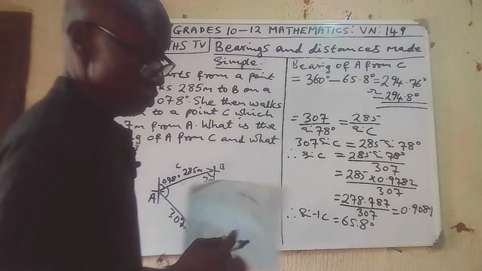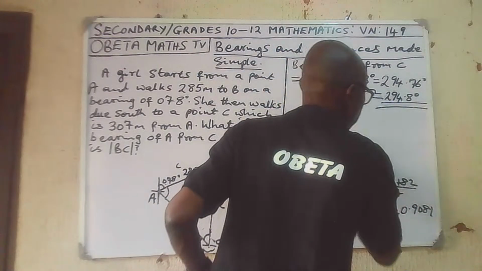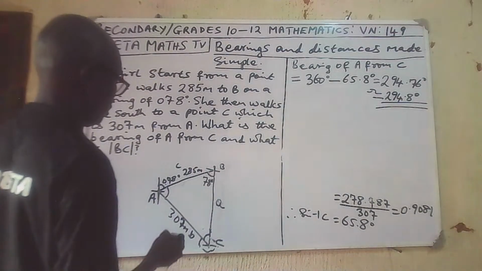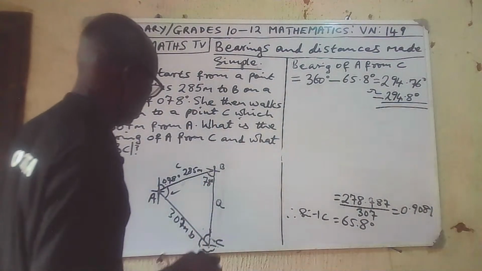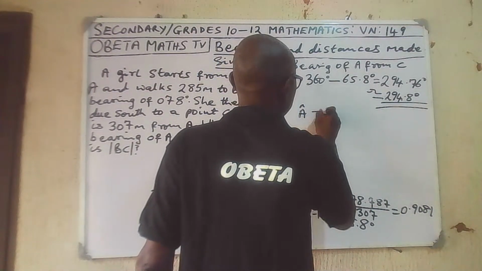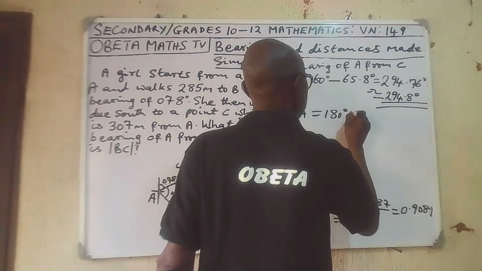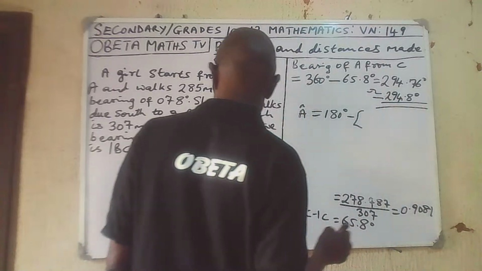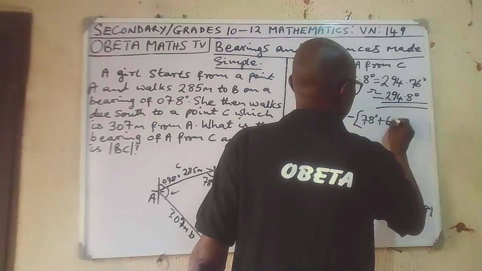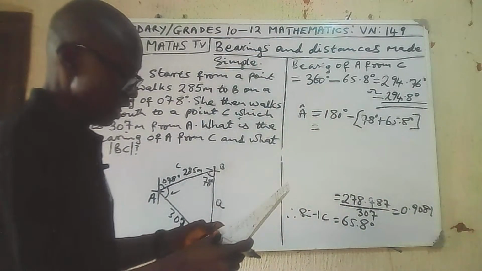So the next thing we are going to do is to calculate BC. Now, before we calculate BC, we need to know this angle, and that means that we are now going to calculate angle A. And angle A should be 180 degrees minus bracket 78 degrees plus 65.8 degrees.